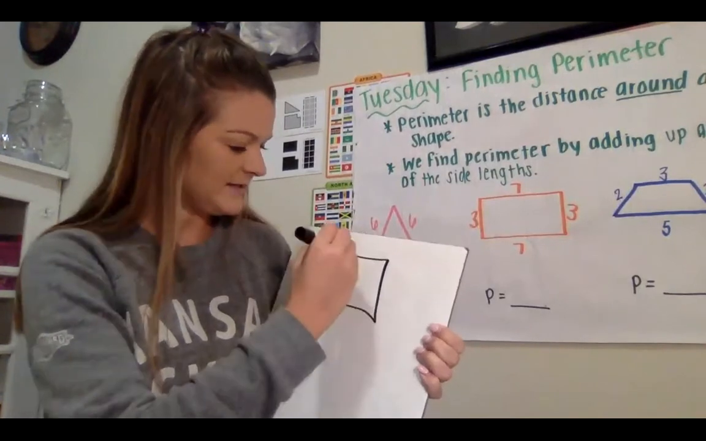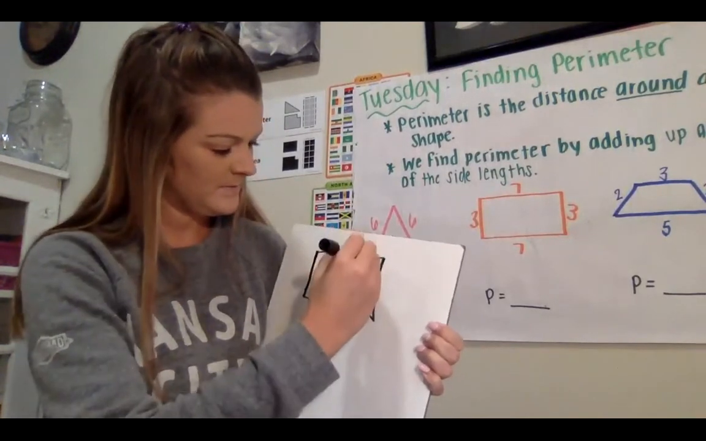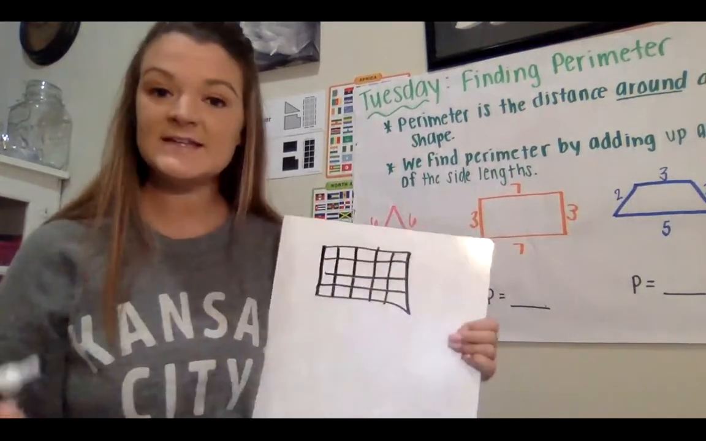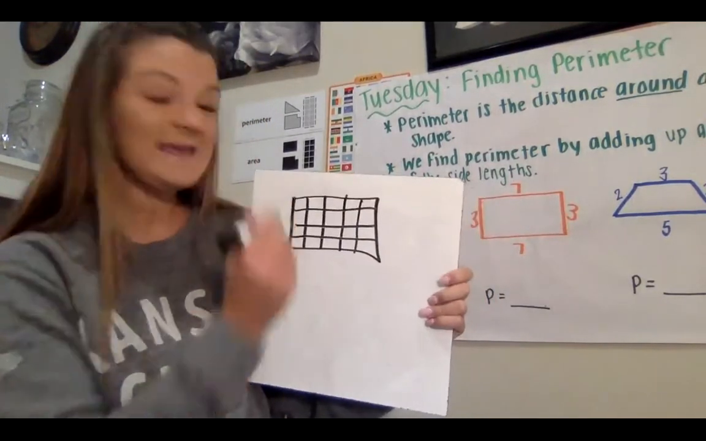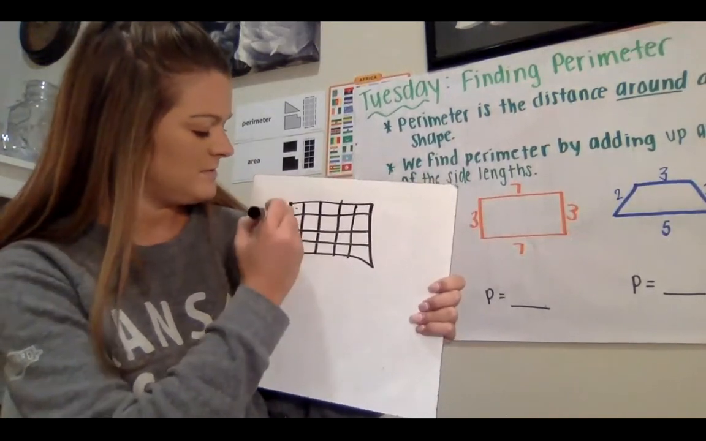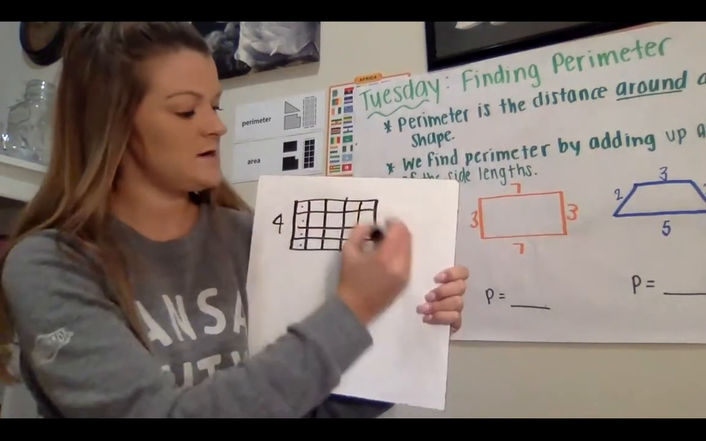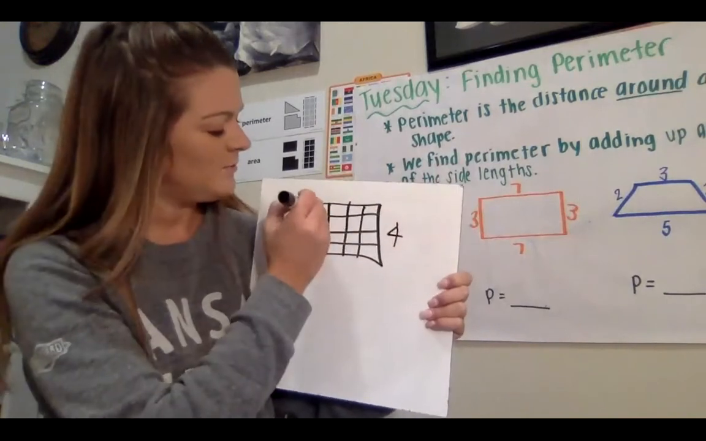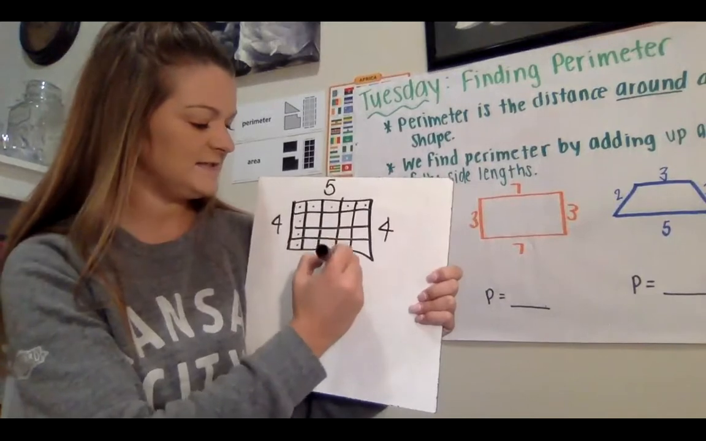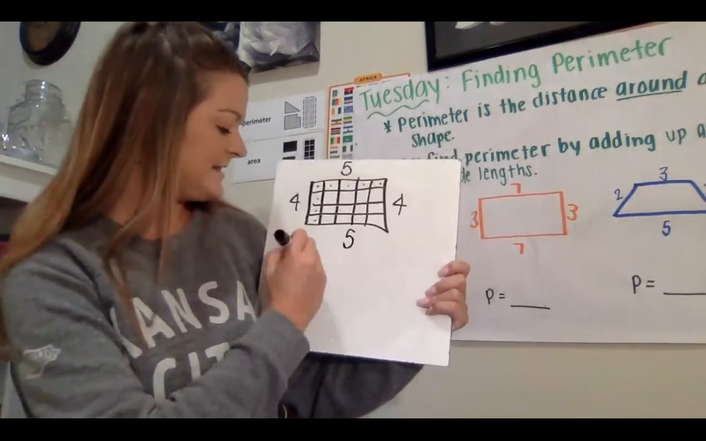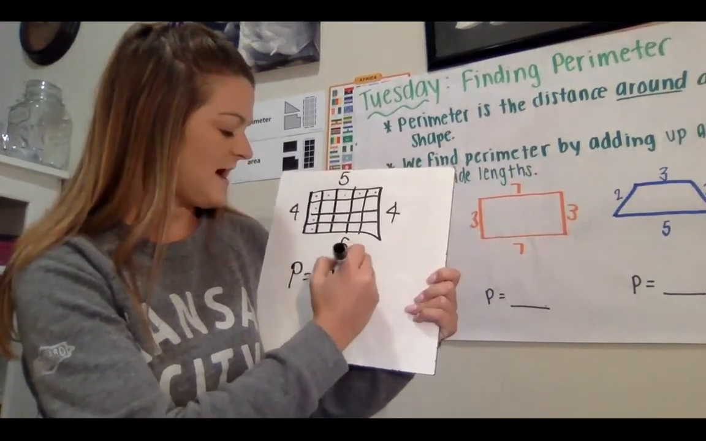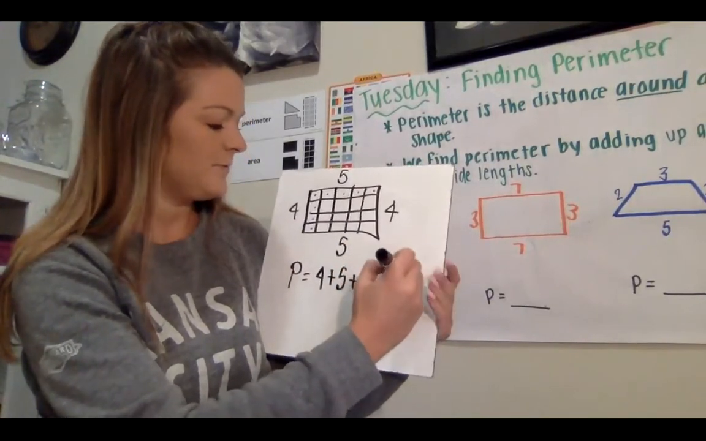Let's say we had a rectangle like this. And to find the perimeter, we would count each side length. So we saw 1, 2, 3, 4. We know if this side is 4, this side is 4. 1, 2, 3, 4, 5. This side is 5, this side is 5. And then we added to find the perimeter. So we have 4 plus 5 plus 4 plus 5.